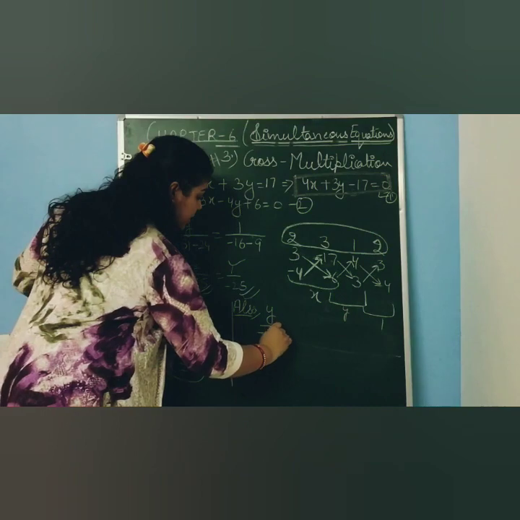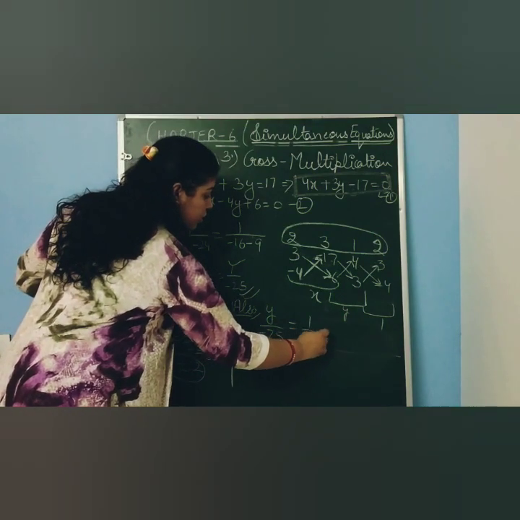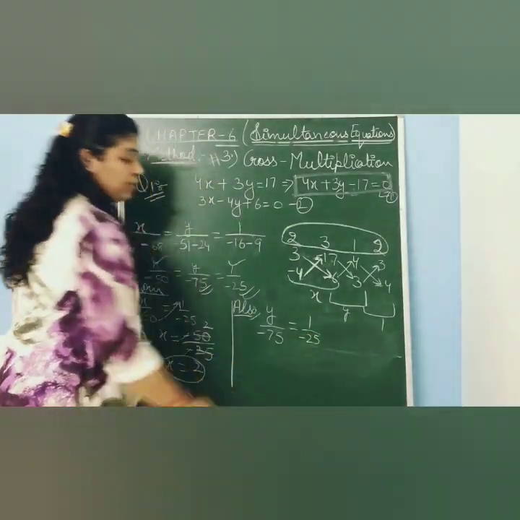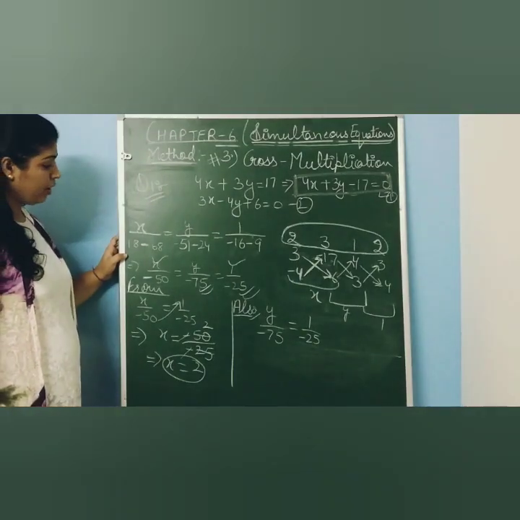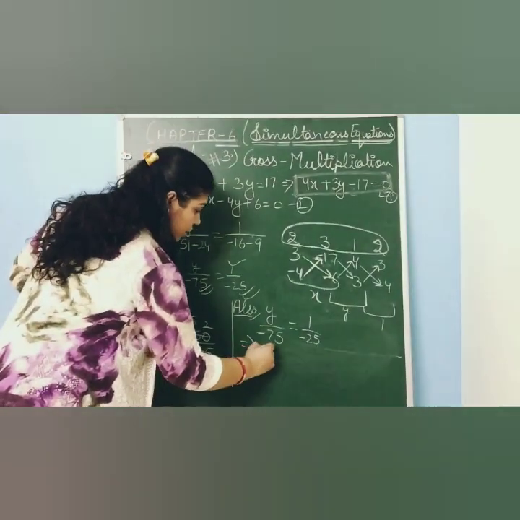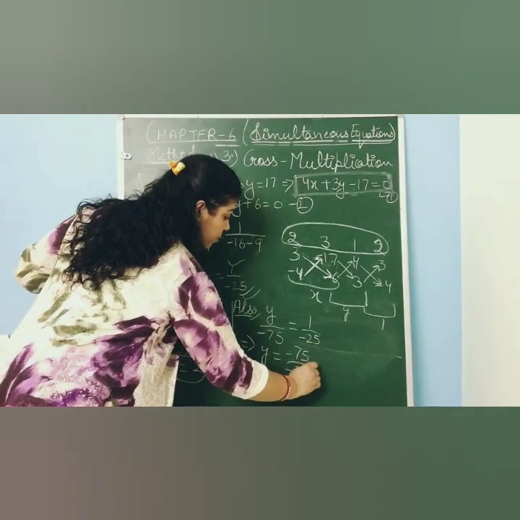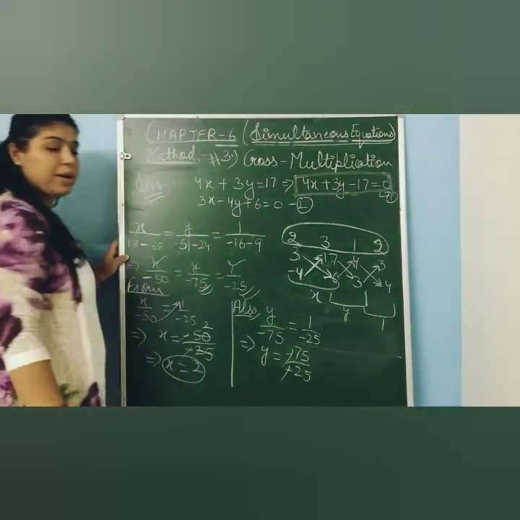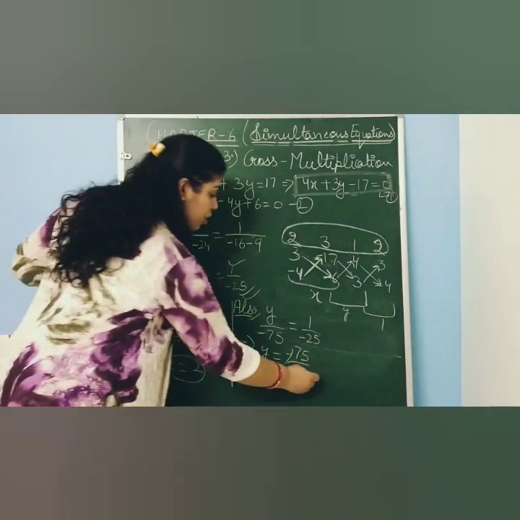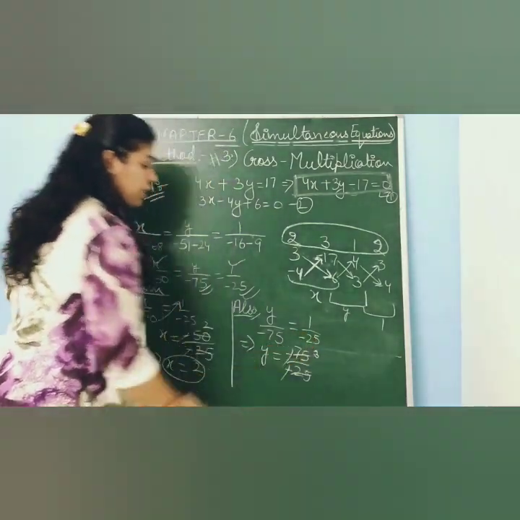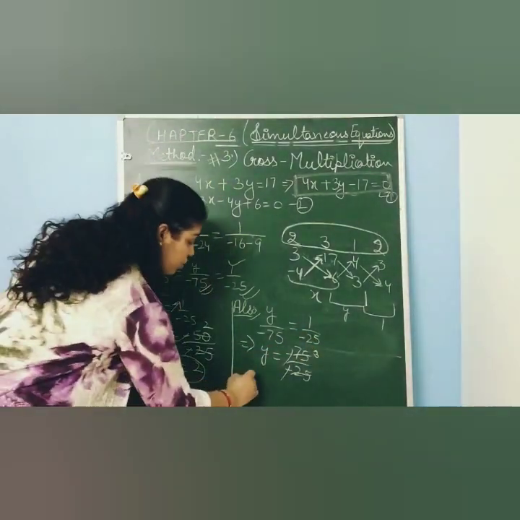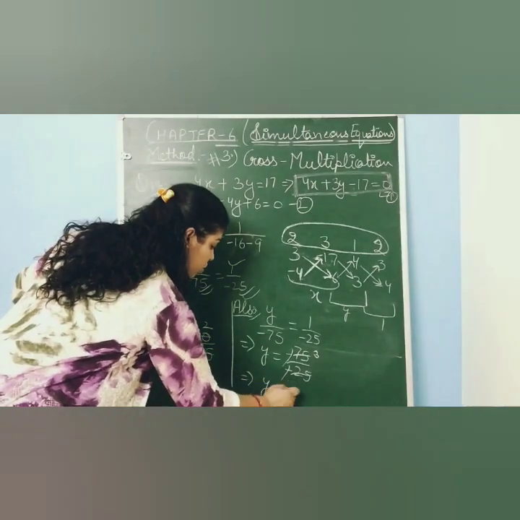y over minus 75 is equals to 1 over minus 25. This will become y is equals to minus 75 over minus 25. Minus and minus cancel. 25 1 the 25 3 the. So we are having y is equals to 3.